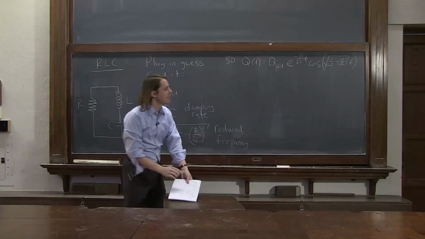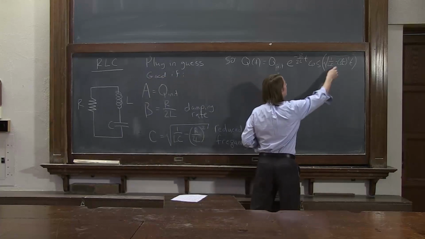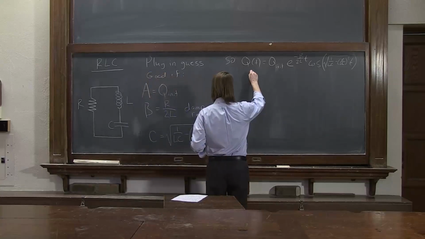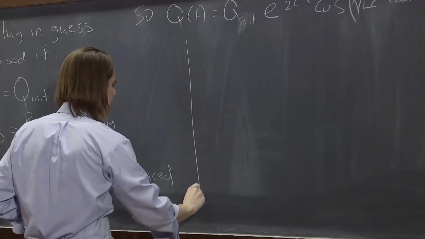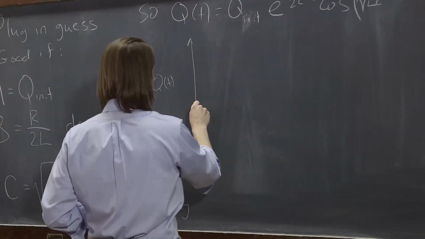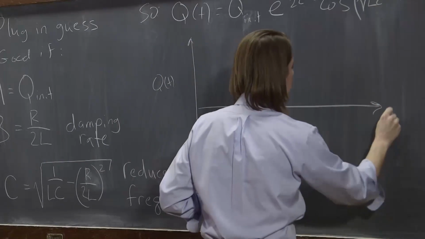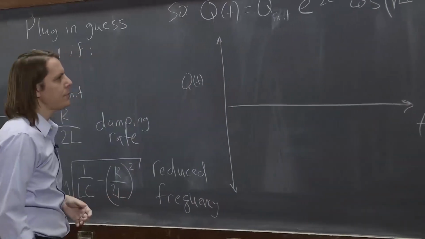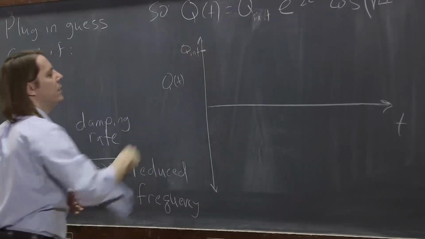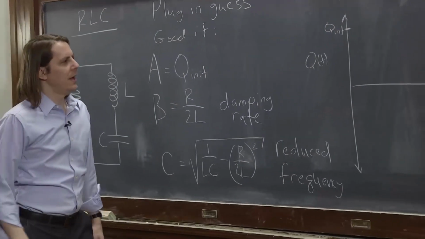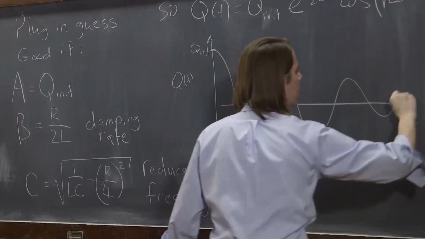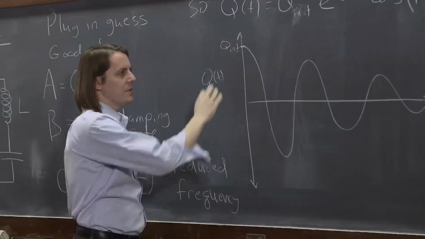So we made a guess that looked a lot like that. Now we've plugged it in and solved for the three parameters. So now let's plot it. Let's look and see what it would really look like. Now this would be Q as a function of time, and we have a time axis like that. It's going to start at some Q initial, or you might call it Q max, and it's going to oscillate and decay. So it's going to do something like this. So you can see the oscillation very clearly.